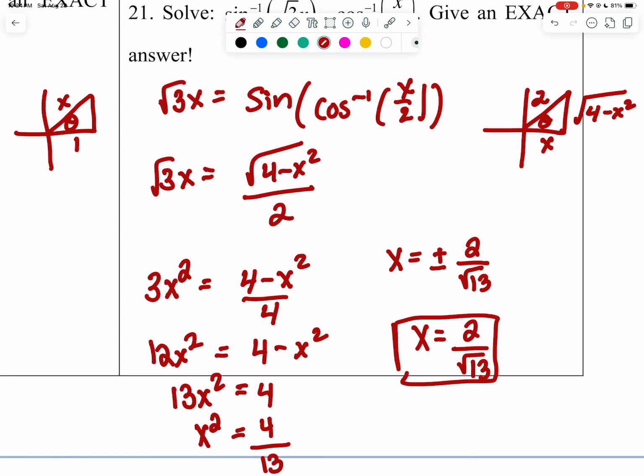All right, continue along. We will be doing trig identities in the next lesson.